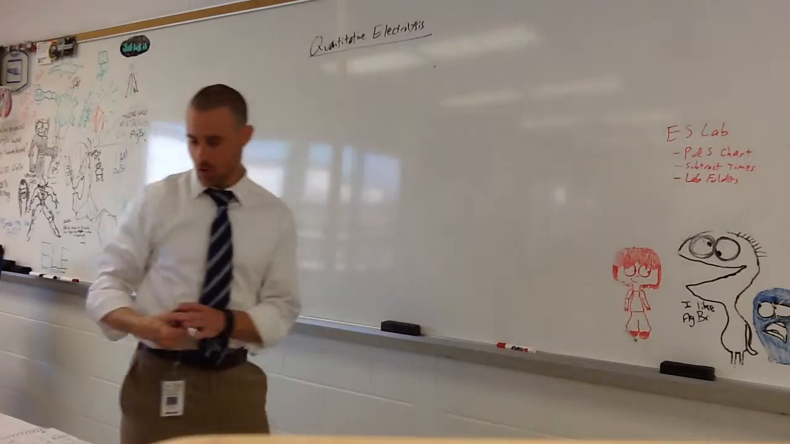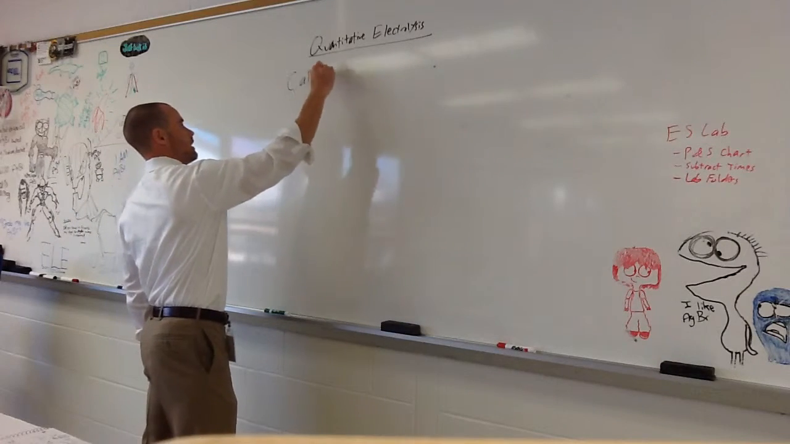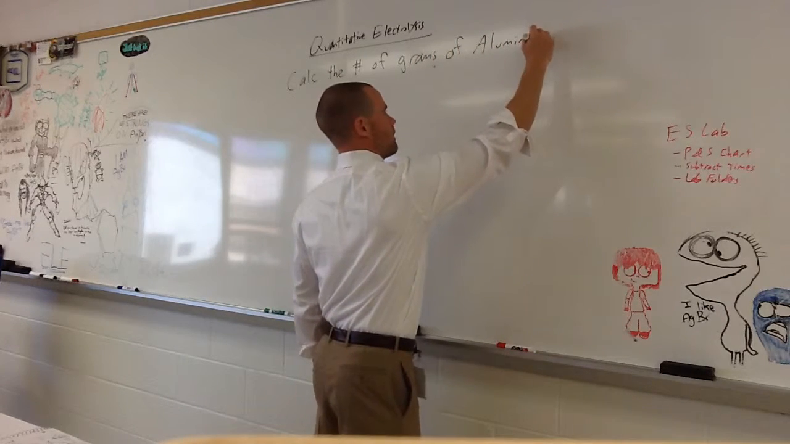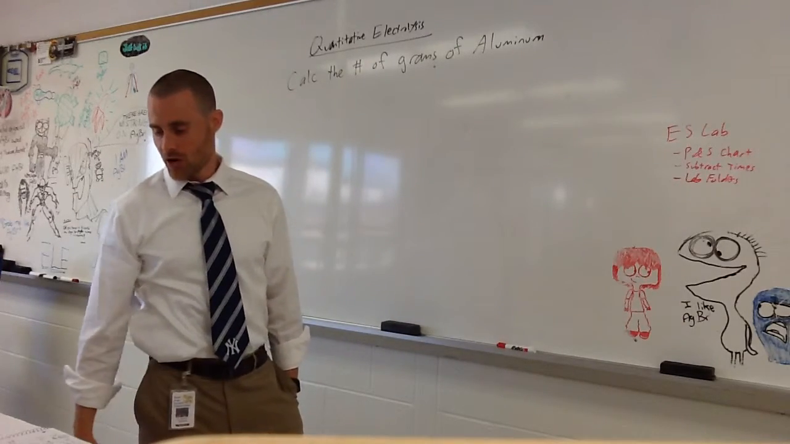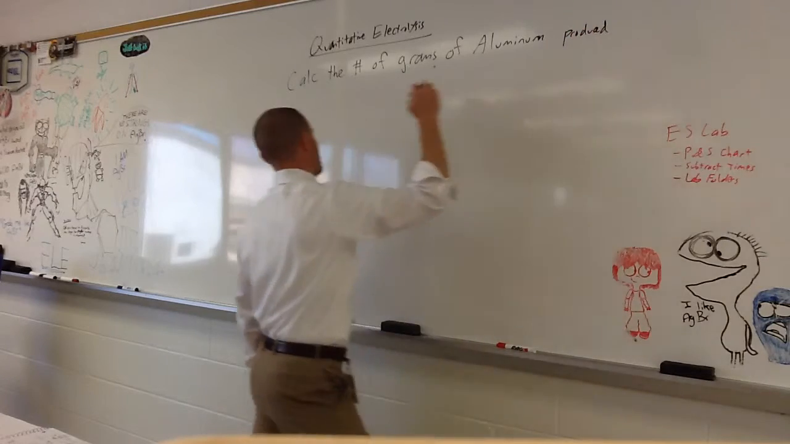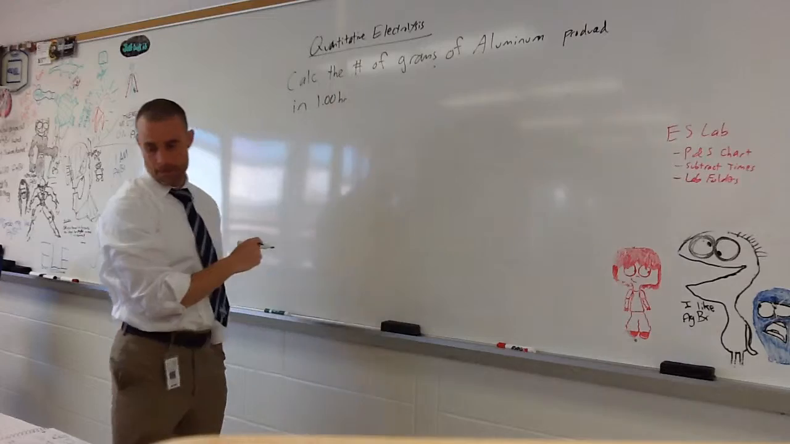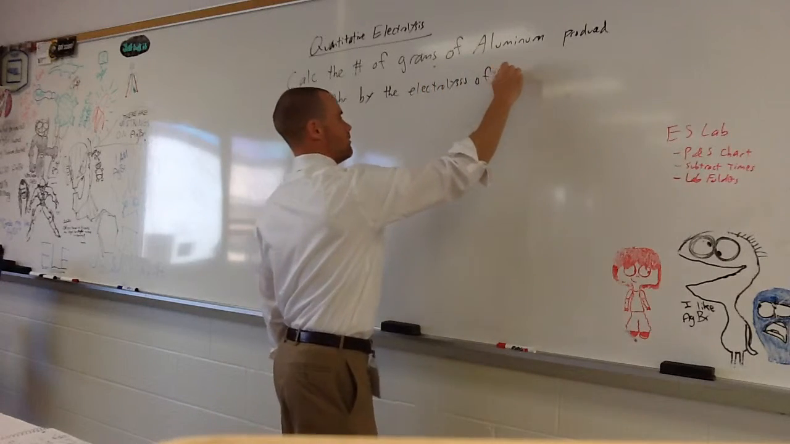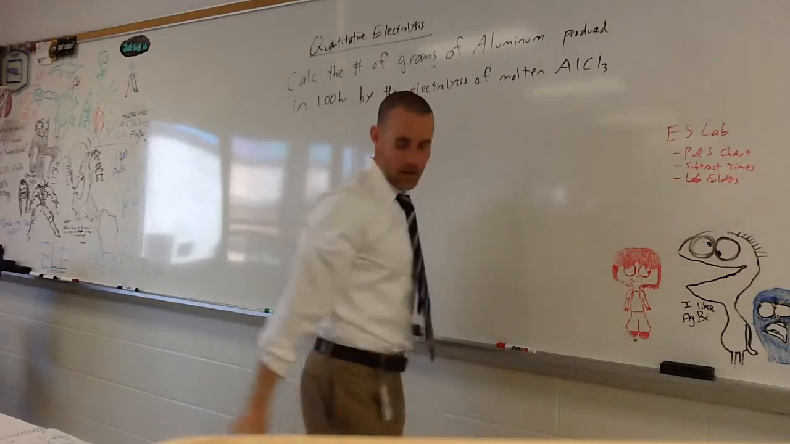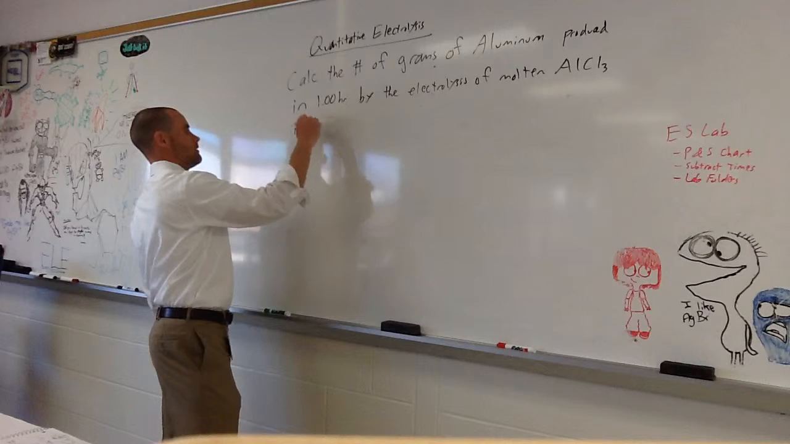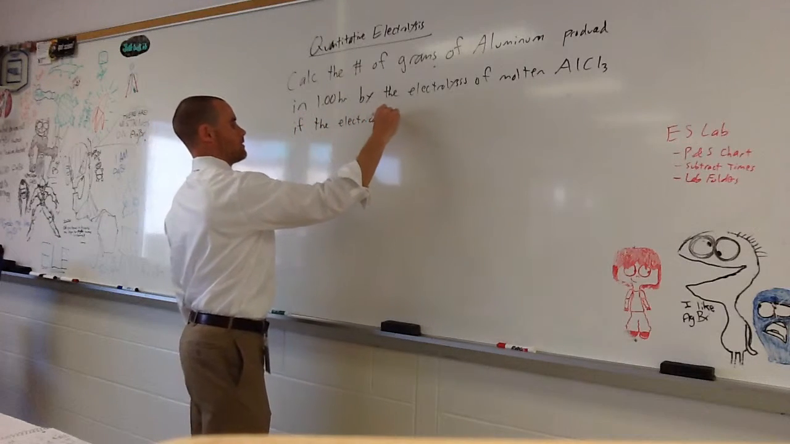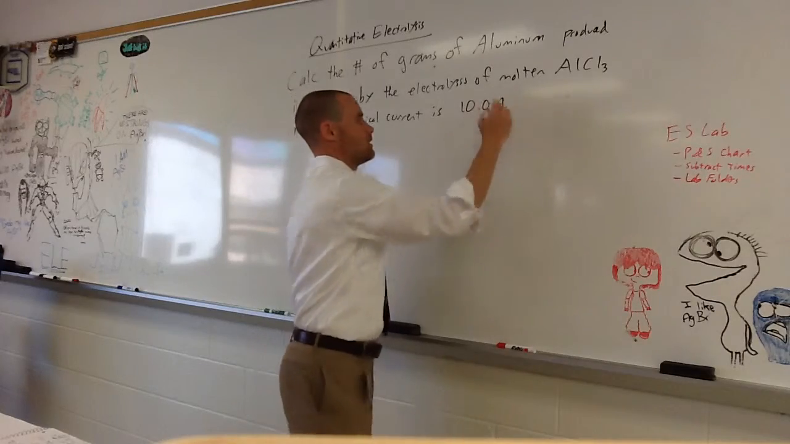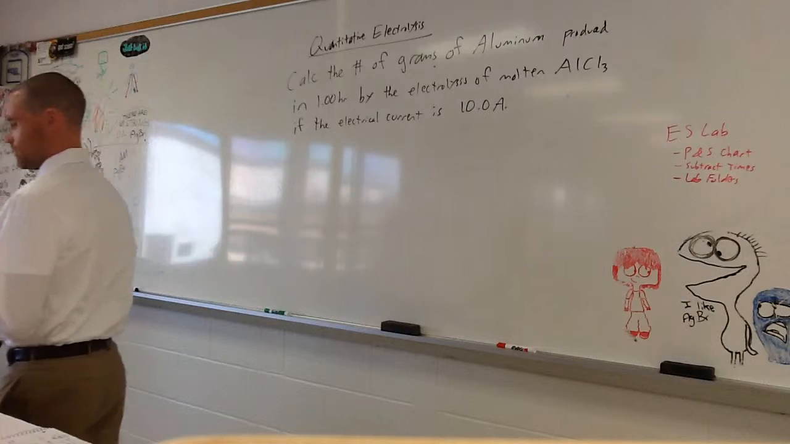All right, here's the question. Calculate the number of grams of aluminum produced in 1 hour by the electrolysis of molten AlCl3 if the electrical current is 10.0 amps, which is capital A, for you electrical specialists.